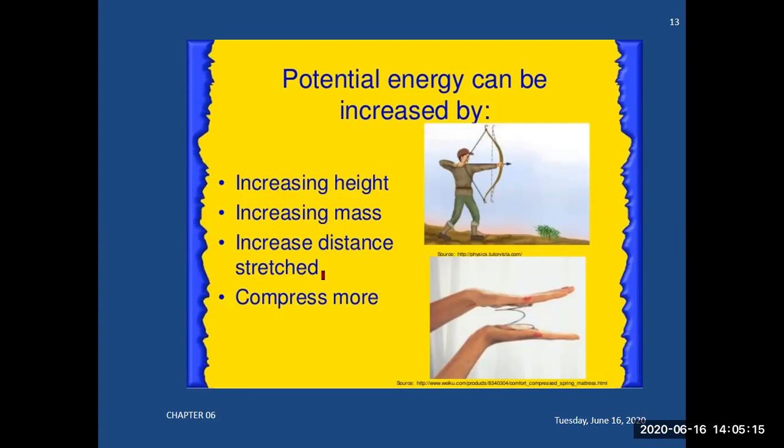Increase the distance, stretching. If you stretch the bow very little, it will have less energy because you have stored very little energy. And compress more, you basically get more energy. Compress or stretch more, you are basically increasing potential energy. So these are examples to understand how energy can be increased by using different techniques and sources.